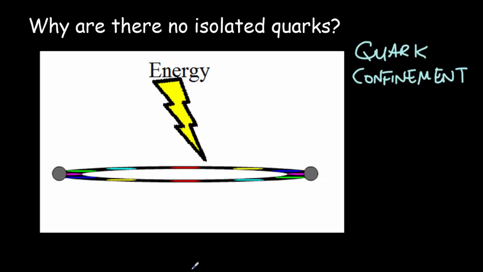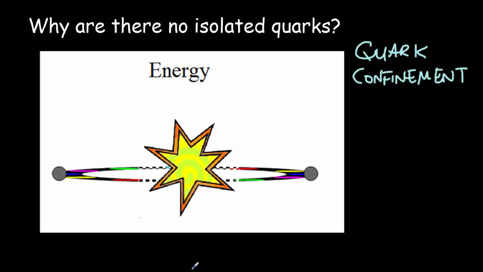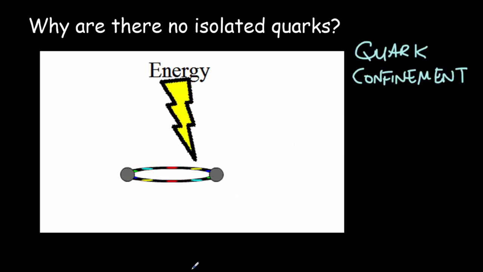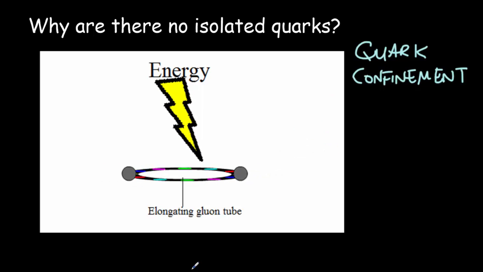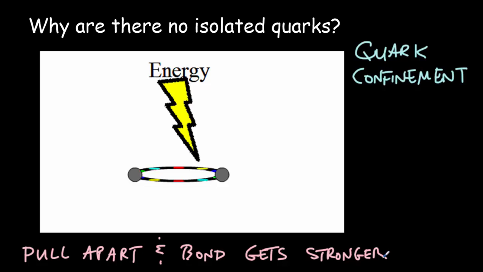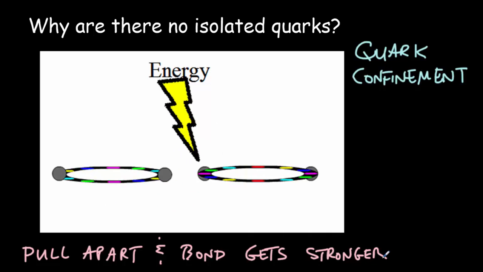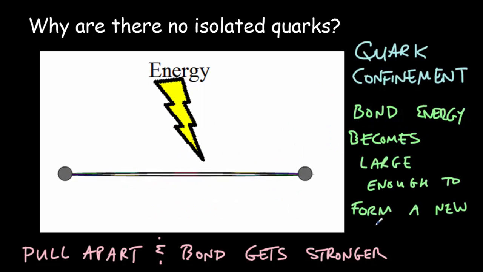And it's based on this idea. If you got, say, a meson with a quark and an antiquark, and you try to separate the two, the bond between them actually gets stronger. It's not like the electric force. The electric force gets weaker. So you pull apart and the bond gets stronger. So effectively that bond is storing more and more energy. And eventually there's enough energy stored in that bond to form a new meson pair. And that's what happens. You stretch apart the quarks, you put in all that energy, and you end up with a pair of mesons rather than a pair of quarks. So we can say that the bond energy becomes large enough to form a new meson.